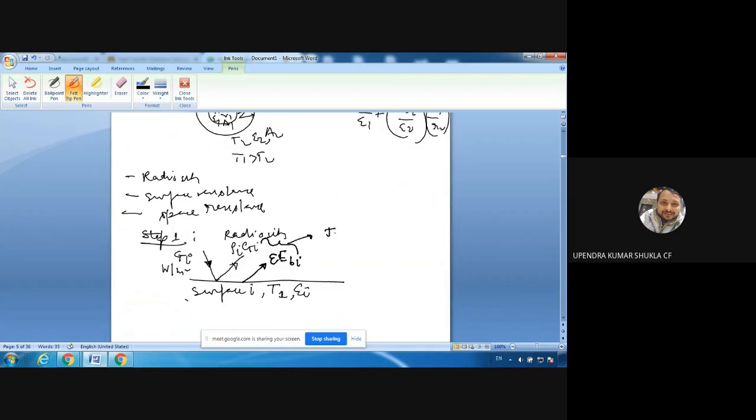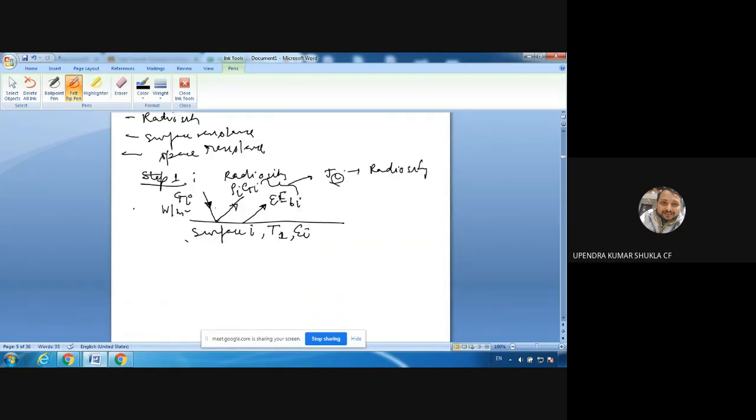If you sum up both these outgoing radiations, you will call it Ji, and this Ji is called the radiosity. I stands for the surface I we are talking about. So Ji is equal to rho I Gi plus epsilon I Ebi, where epsilon I is the emissivity of surface I. So radiosity Ji is equal to rho I, the reflectivity, times Gi, the flux falling on the surface, plus epsilon I Ebi. So this is equation 1.